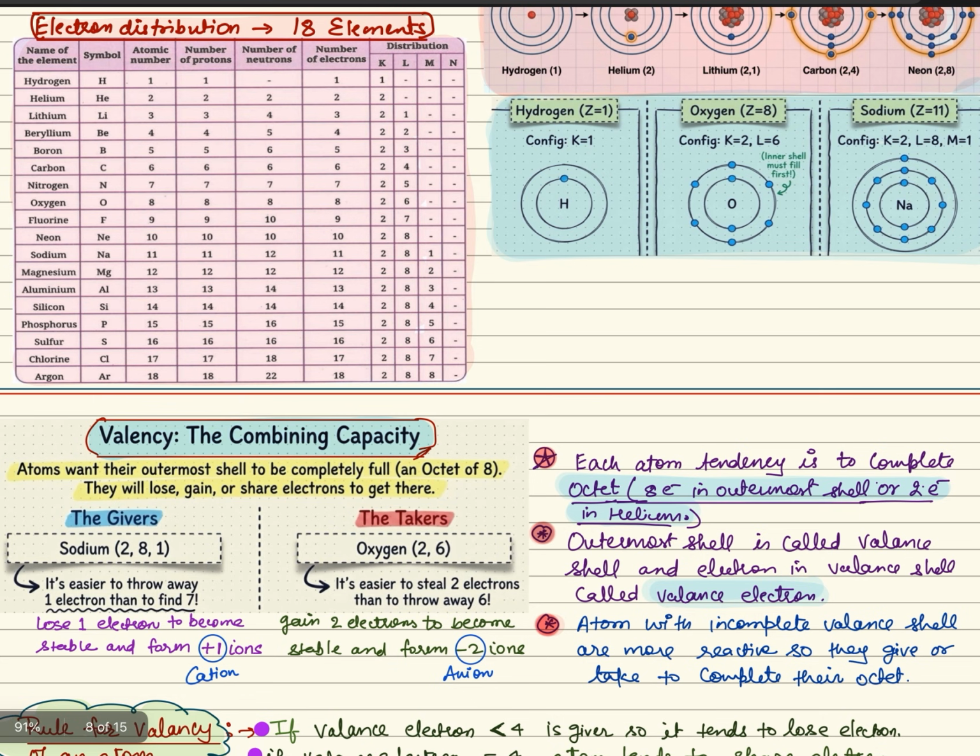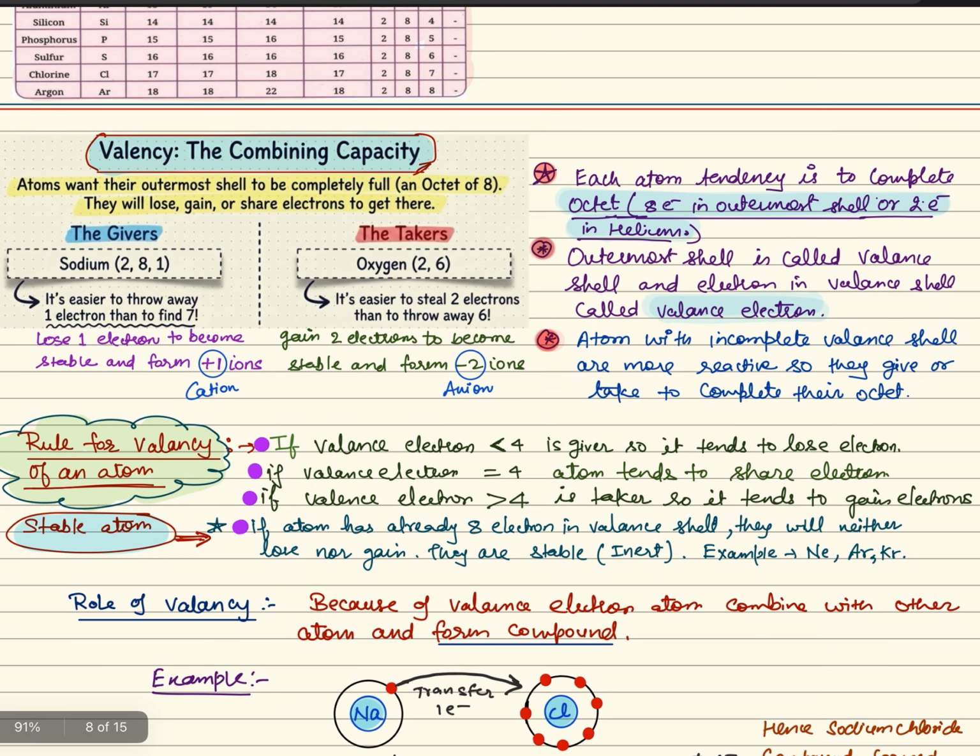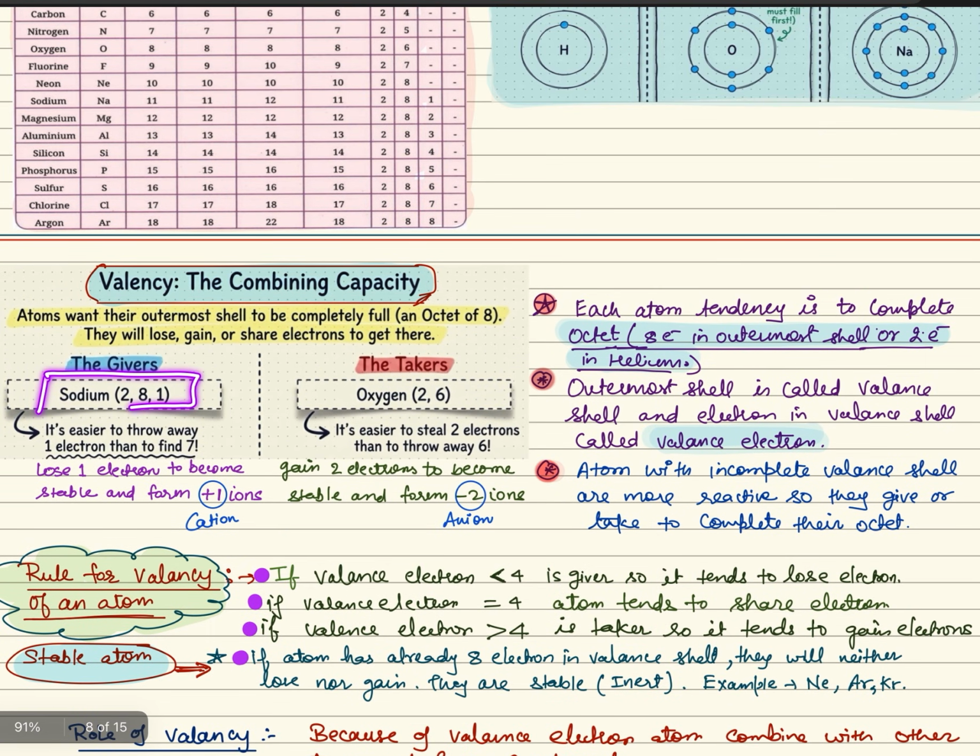Okay, so the valence shell is responsible for the combining capacity of an atom. For example, sodium has 1 electron in its valence shell, and oxygen has 6 electrons in its valence shell. Every atom wants to become stable. To become stable, it wants to complete its octet. Octet means everyone wants 8 electrons in the outermost shell, or valence shell.